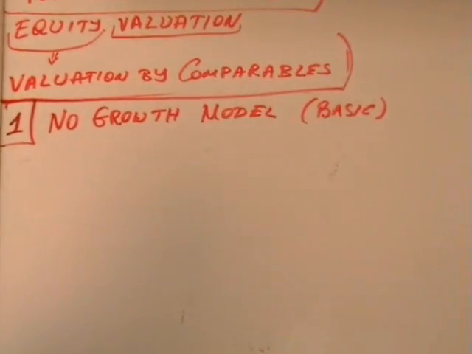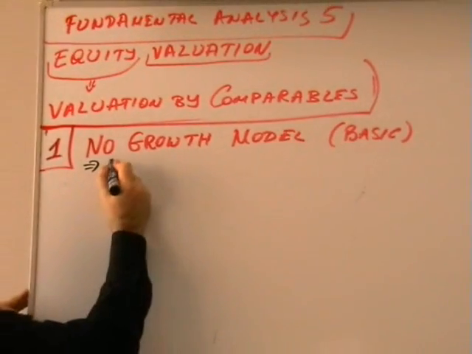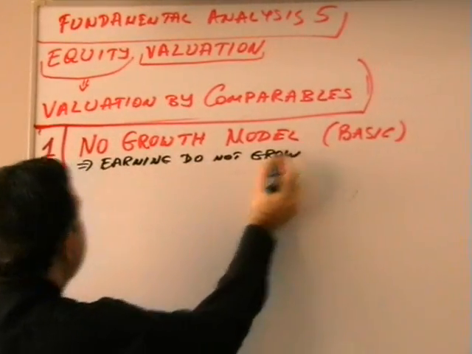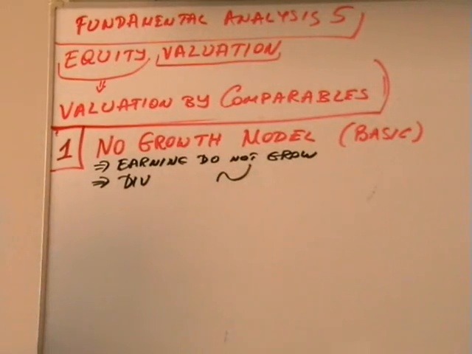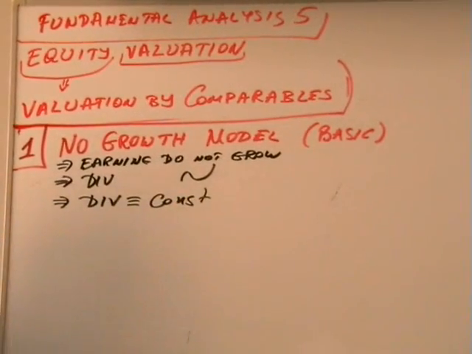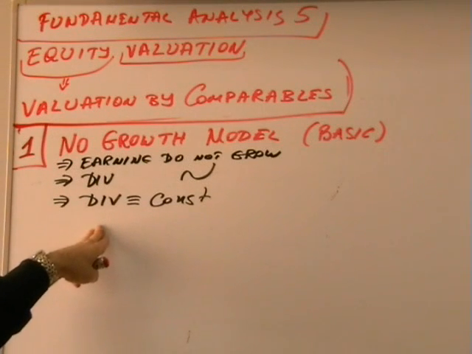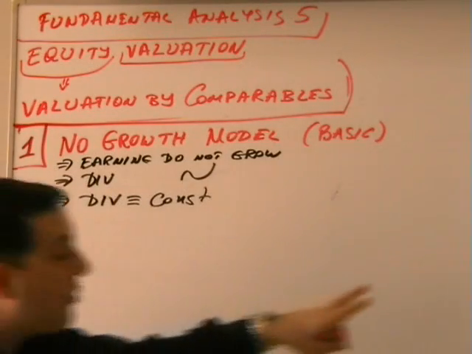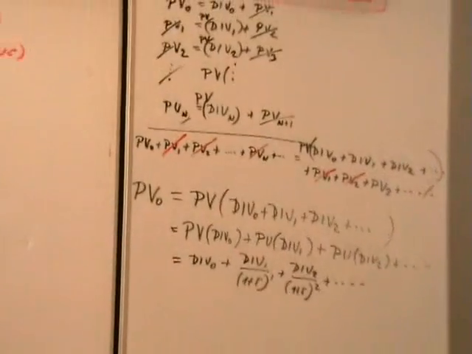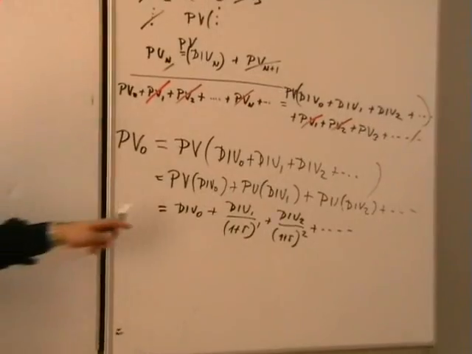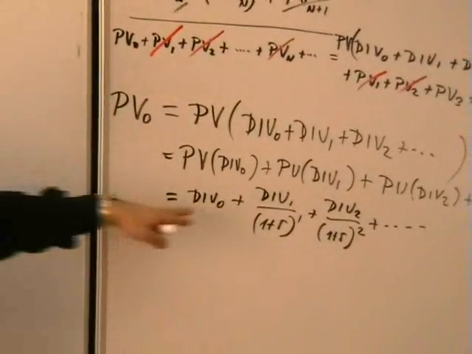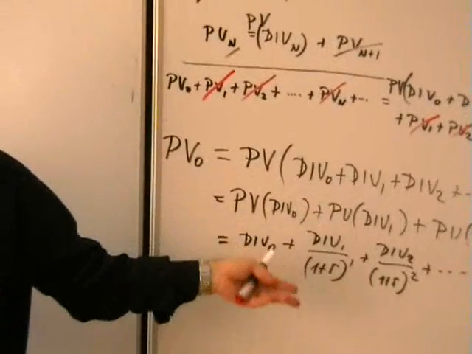If the company does not grow, this means that earnings do not grow. And this means that dividends do not grow. And this necessarily means that dividends are constant. And if dividends are constant, then the present value formula becomes a dividend plus dividend plus dividend plus dividend. It is the same number, and it becomes a simple geometric series, and then it becomes the same as a perpetuity or a constant. So it effectively becomes identical to a bond which never matures.